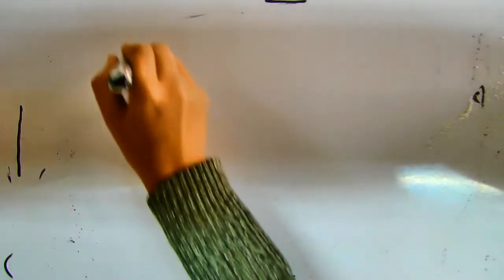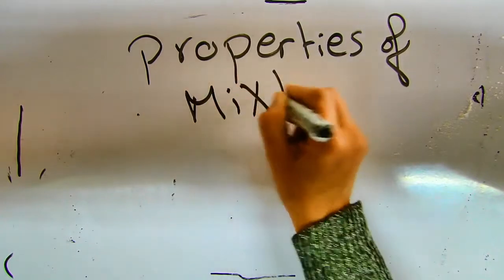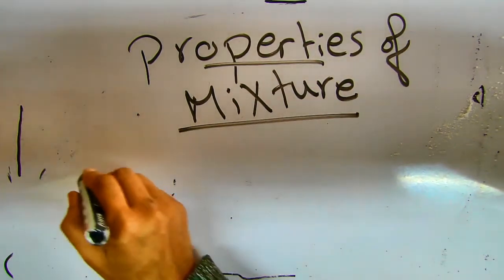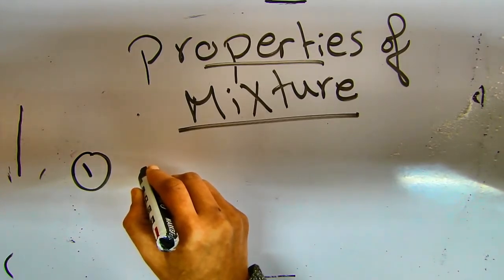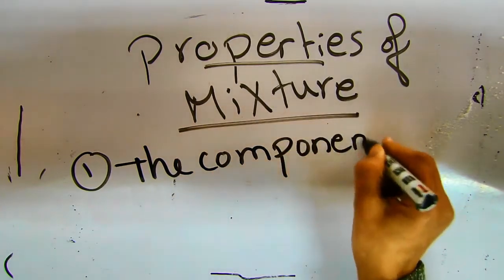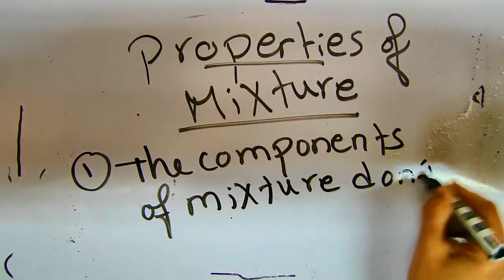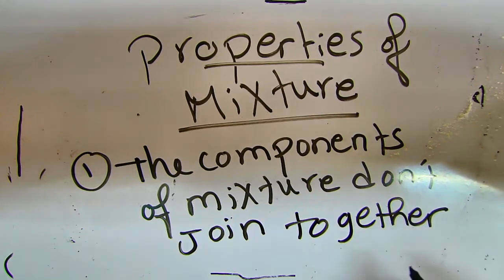Now, what is the property of the mixture? You can separate tomato from salad easily and eat it separately, meaning that the components of a mixture don't join or react together. This means they can be separated easily, as if you put some fruits and vegetables together, you can separate the fruits from the vegetables.